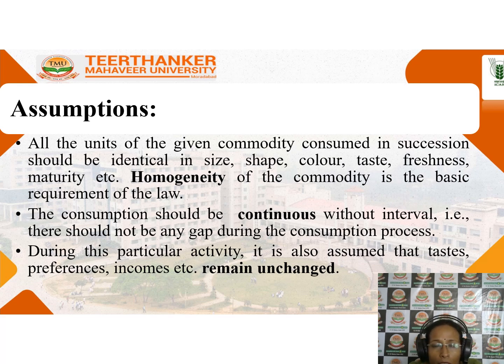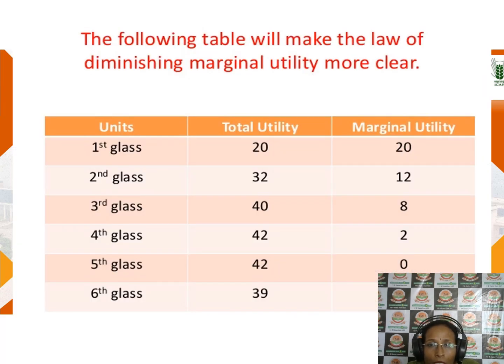The assumptions of the law of diminishing marginal utility are: all the units of the given commodity consumed in succession should be identical in size, shape, color, taste, freshness, maturity, etc. That is, homogeneity of the commodity is the basic requirement of the law. Another assumption is that consumption should be continuous without any interval. That is, there should not be any gap during the consumption process. During this activity, it is also assumed that taste, preference, income, etc. remain unchanged.